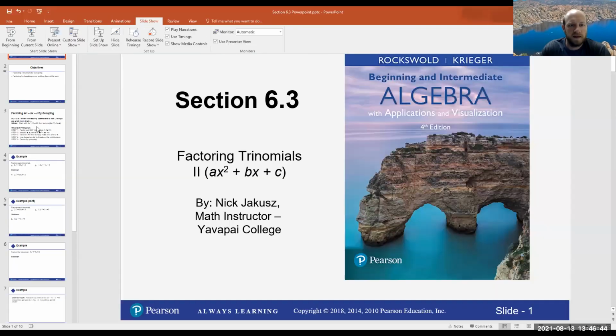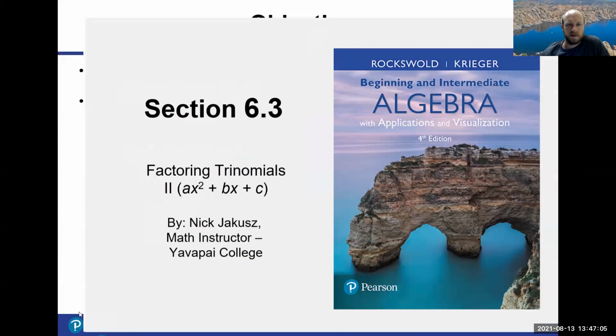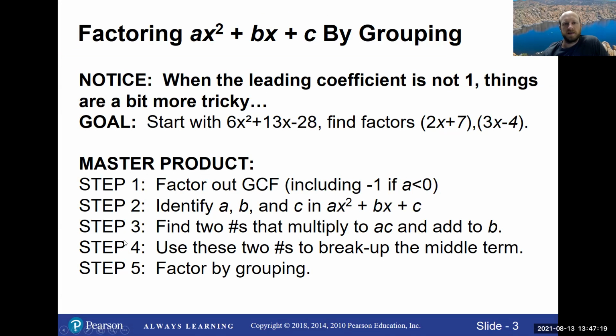All right, so section 6.3 is on factoring trinomials in the form of ax squared plus bx plus c. Last section, we had just x squared plus bx plus c. So the only difference here is now we have a coefficient of a out in front, which just makes things a little bit more complicated, but I think we'll be able to handle it. So let's go here. Some objectives are factoring trinomials by grouping and then factoring by breaking up or splitting the middle term. Usually I call it splitting the middle term. And there's different ways to do that as well, but that's just the way that I prefer.